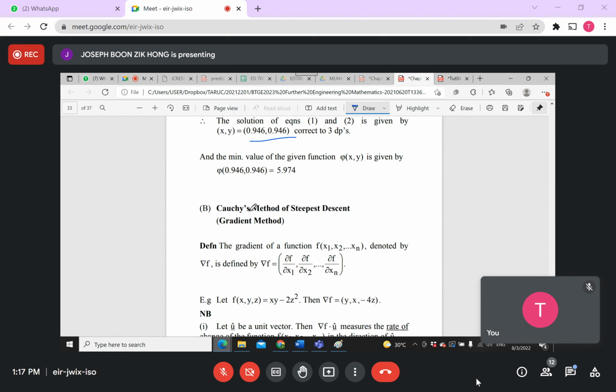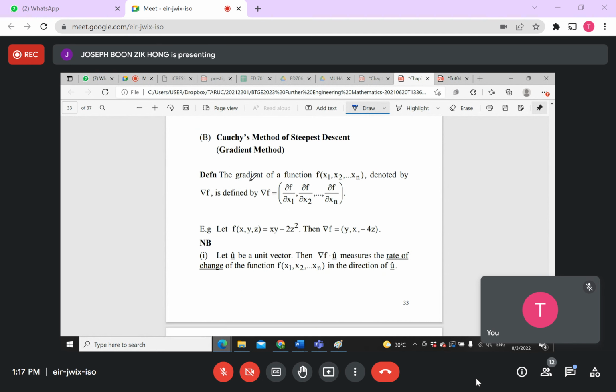Okay, so now we have a look. By definition, if you want to find the gradient of the function, we also call it del f, where del f is taken with respect to the independent variables. Depends, sometimes it's x, y, sometimes it's x, y, z.